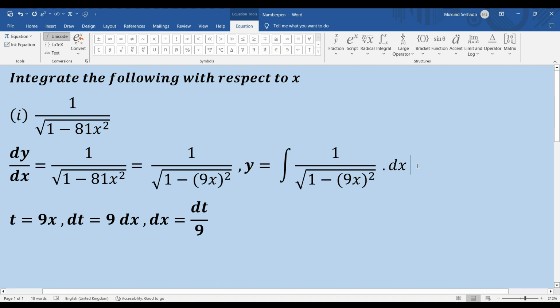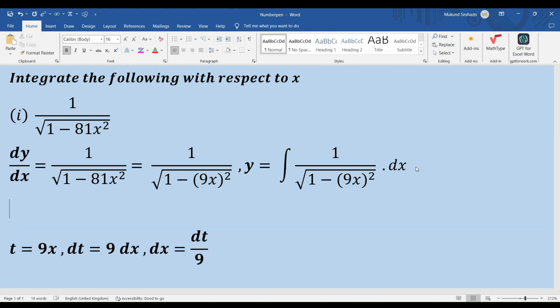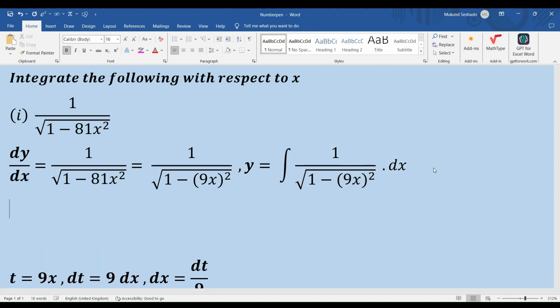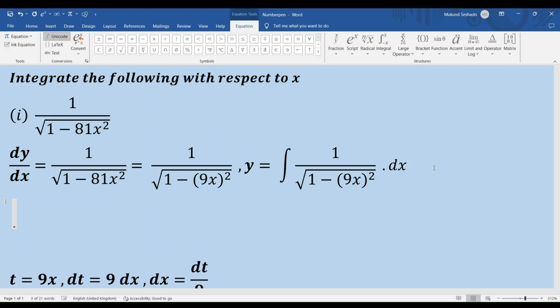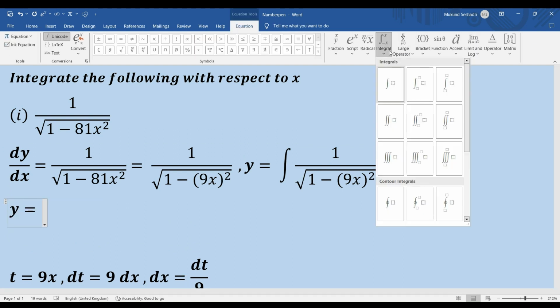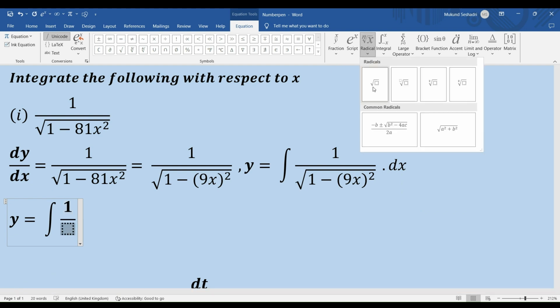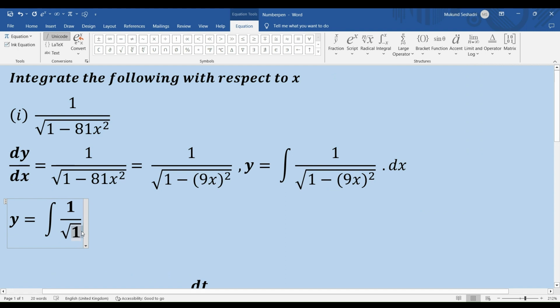I go back to my y to put back everything in the form of t, only to check if I'm able to bring my y to a point whose antiderivative I'm familiar with, right? So let's write down what is our y. Let's go to the next line. My y in terms of t is nothing but my 1 divided by square root of 1 minus 9x square becomes 1 divided by square root of 1 minus t square, right?